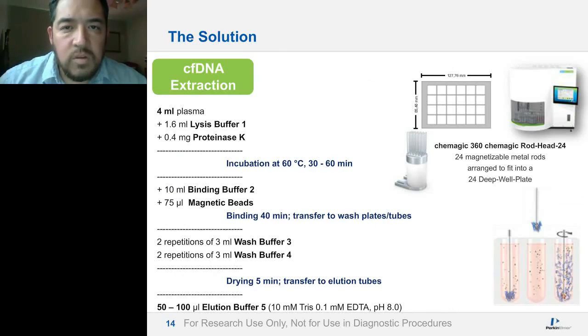With the circulating DNA, the upfront steps depend on your blood collection, when you separate the plasma and generate that plasma. Essentially, if we start with 4 ml plasma, we incubate usually for about 60 minutes at 60 degrees for a proper proteinase K digestion with a lysis buffer. Then the binding is 40 minutes, and the drying 5 minutes. So you're talking about 2 hours for the extraction of circulating cell-free DNA from that point.